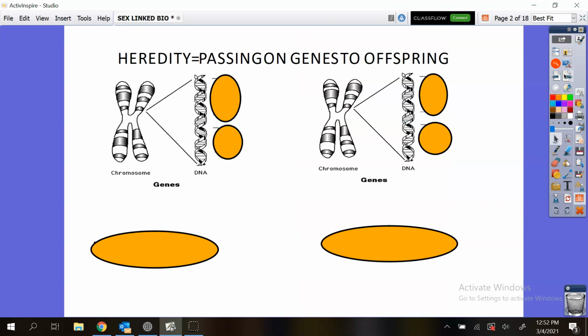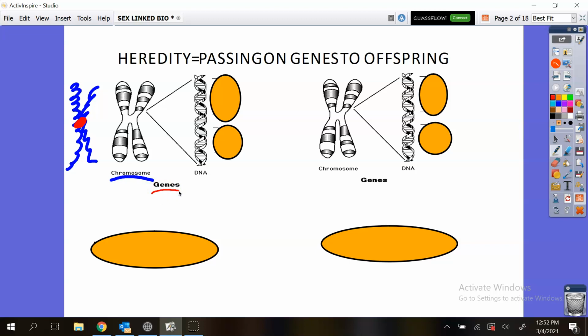Okay, so we know that DNA contains our genetic info, right? And we know at this point that chromosomes are just coiled up DNA. That's what a chromosome is. And then that central region is called your centromere, which holds it together, right? Now, those bands on your chromosomes are your genes. So those are your genes right there.